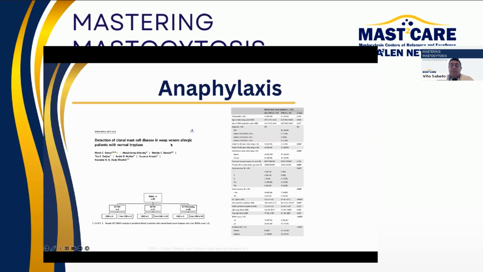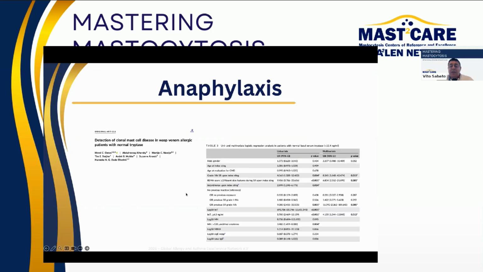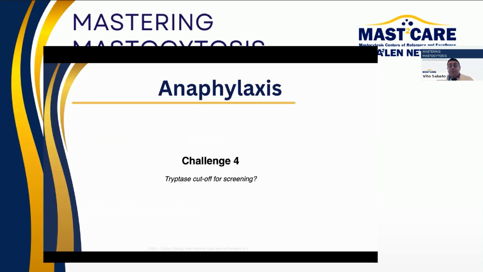with wasp venom-induced anaphylaxis. And as you can see here, the most important manifestation that was predictive of systemic disease was a grade 4 anaphylaxis. That means a severe hypotension.